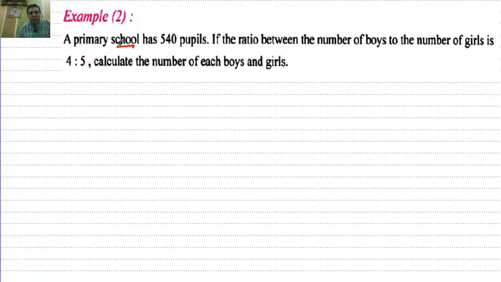Example number 2. A primary school has 540 pupils. If the ratio between the number of boys and the number of girls is 4 to 5, calculate the number of each, boys and girls.